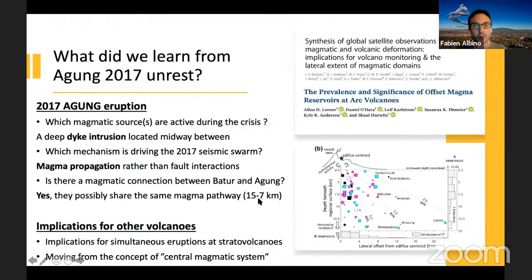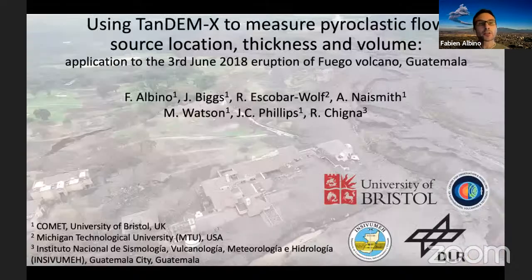I think, yeah, further study needs to look at different case studies. I'm now moving on to the second case study, using TanDEM-X to measure pyroclastic flow source location, thickness, and volume. So here is a study about the Fuego eruption in 2018.